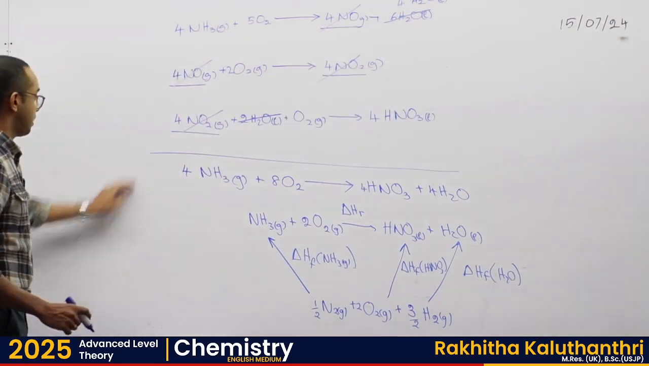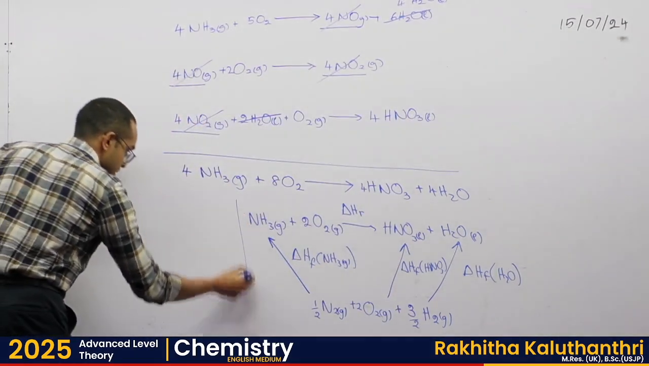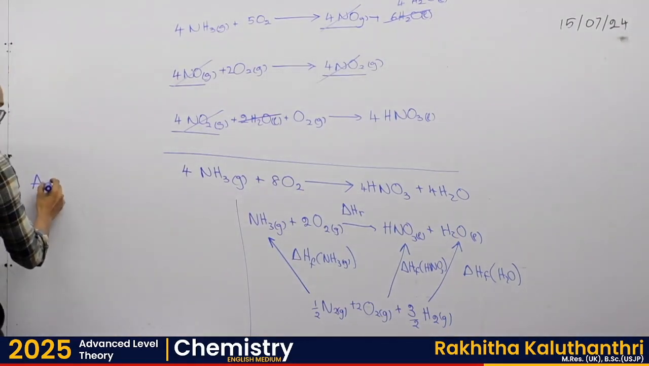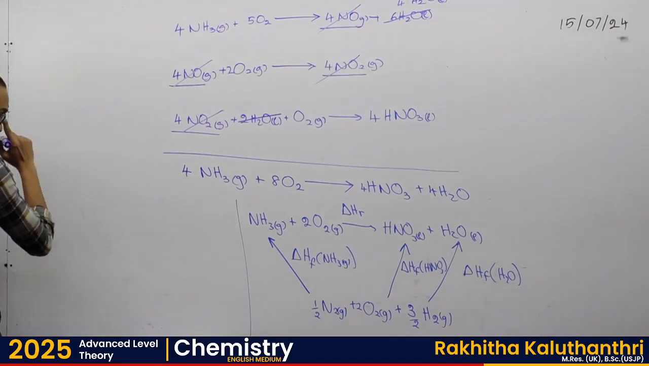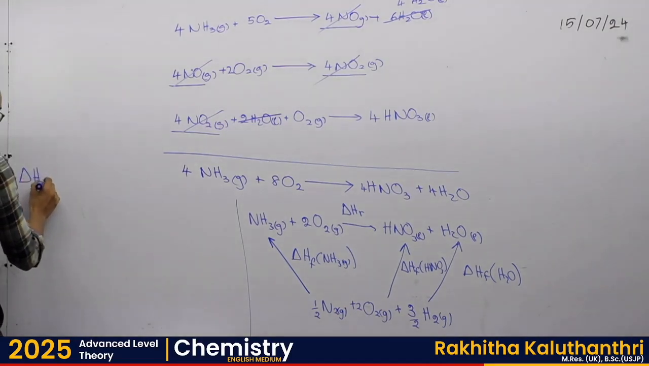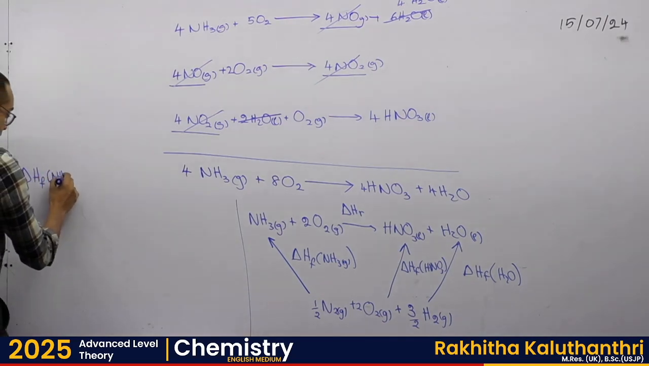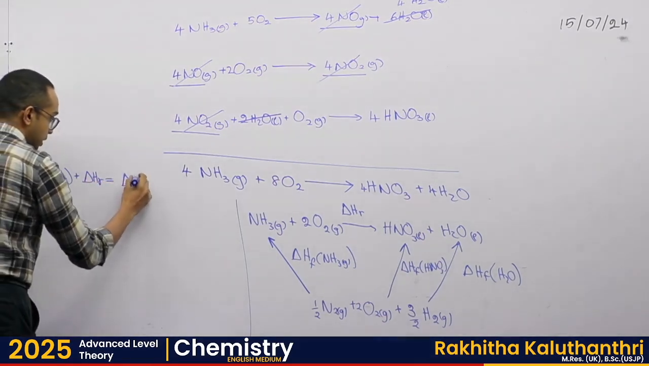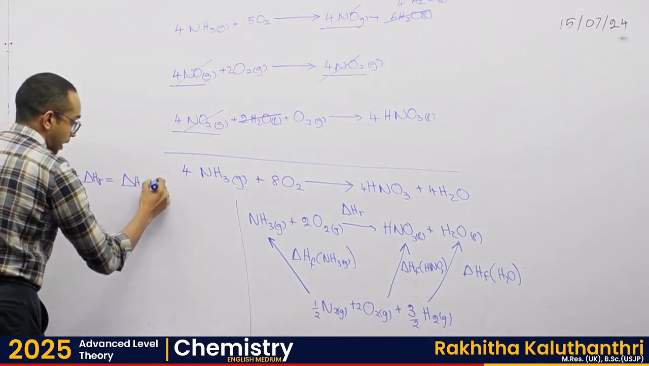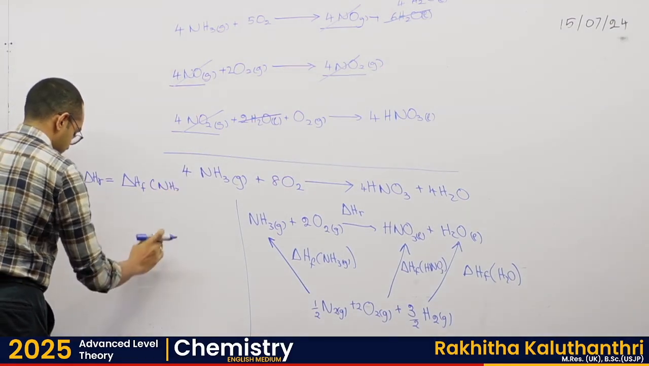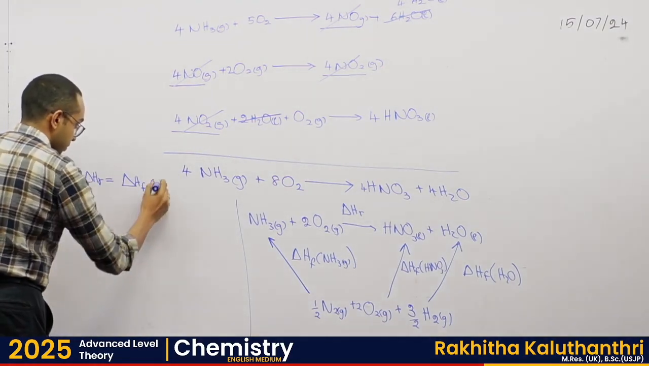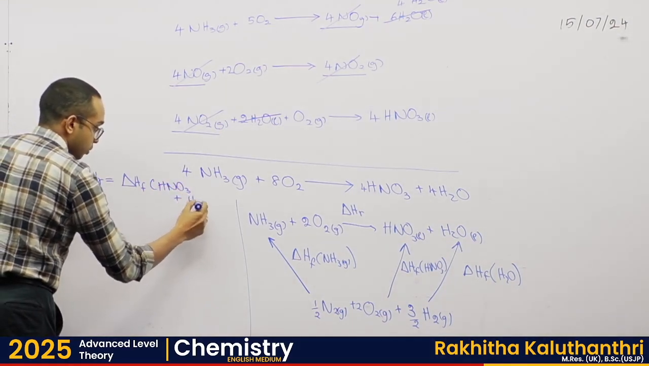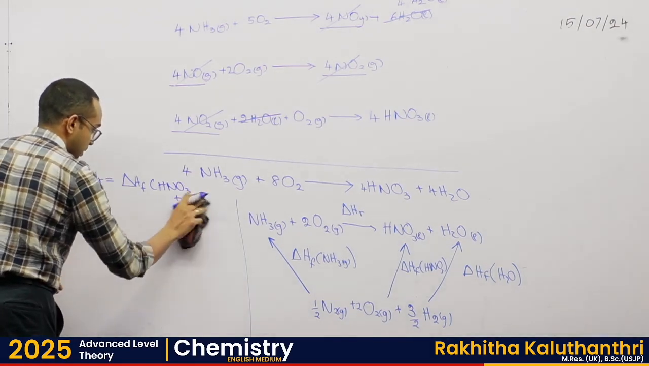Right? I will write the Hess cycle here. So delta H formation of ammonia plus delta HR is equal to delta H formation of nitric acid plus H2O, formation of H2O. Bear with me.